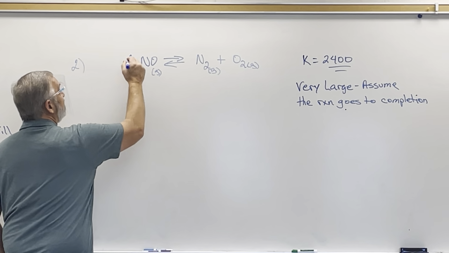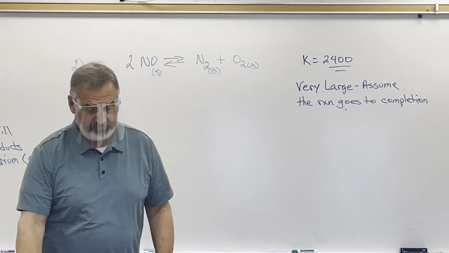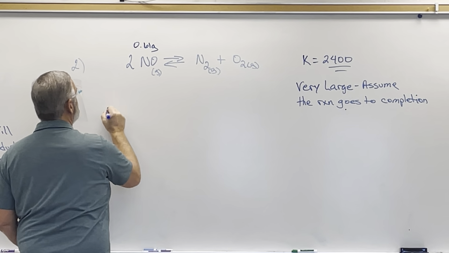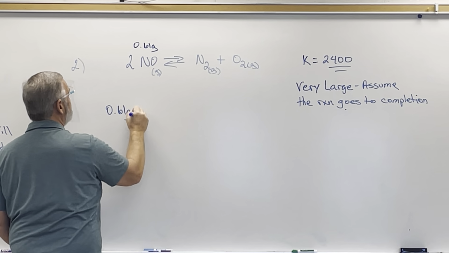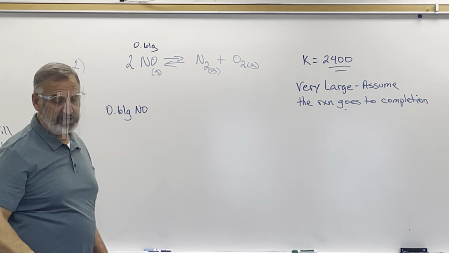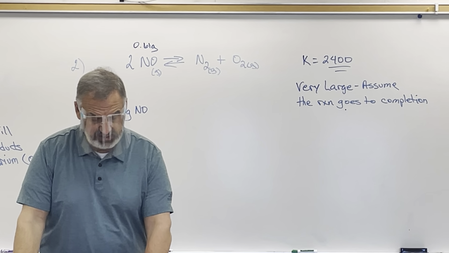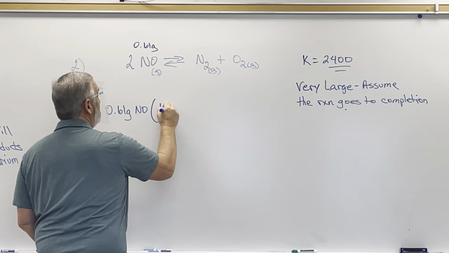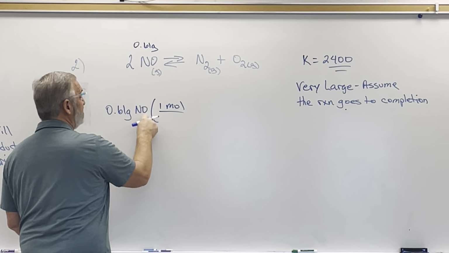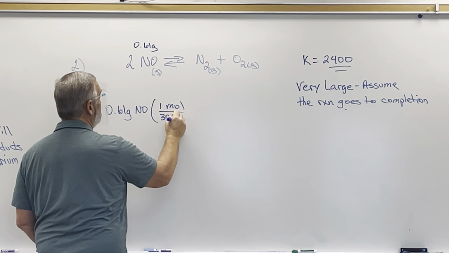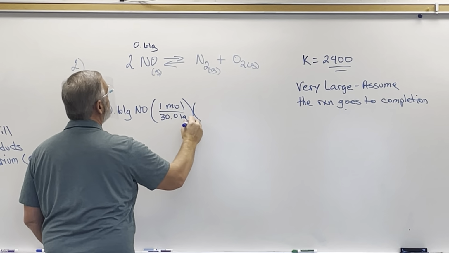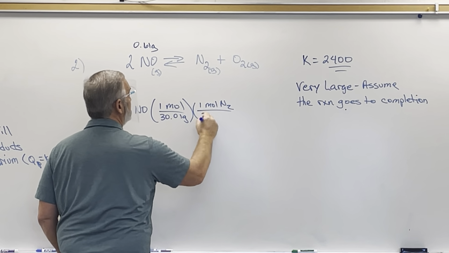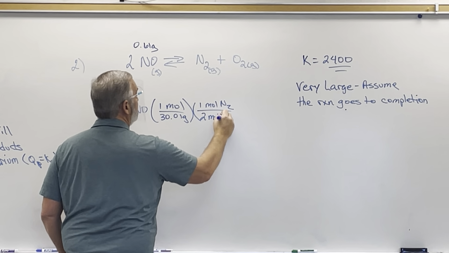So in this case, I have 0.61 grams of NO put in. So it's just going to be stoichiometry, grams of NO, and the question asks for how much of each thing, right? 1 mole over 14 and 16 is going to be 30.01 grams, times 1 mole of N2 for every 2 moles of NO.